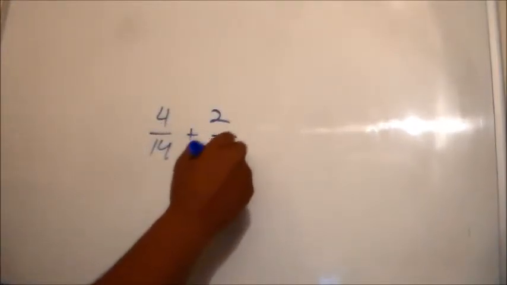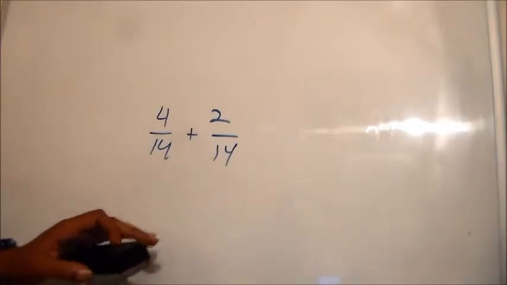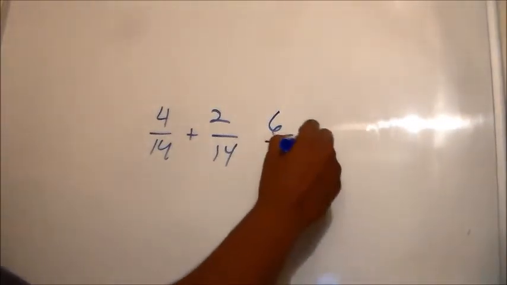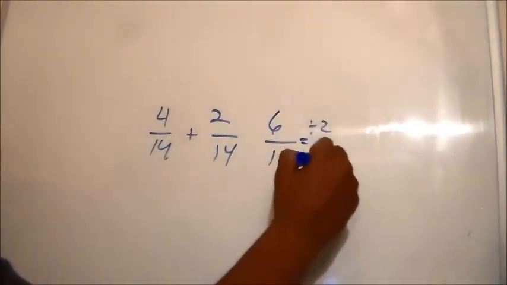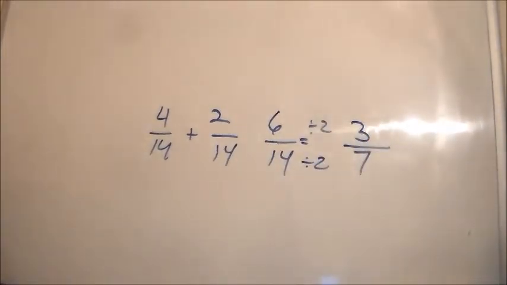Let's see, I'm looking for something interesting. So if we had 4 over 14 and 2 over 14, we don't have to convert anything really because the denominators are the same. So this would be 6 over 14. Can that be reduced? It sure can. We divide the top by 2, divide the bottom by 2. We come up with 3 over 7.